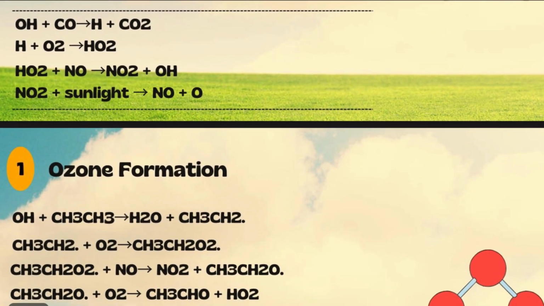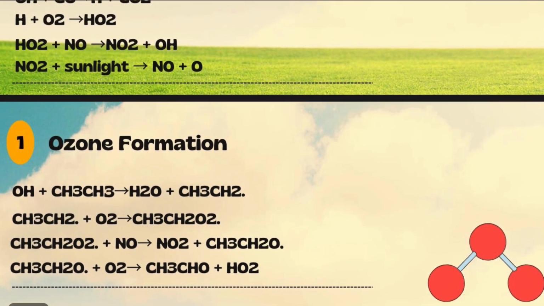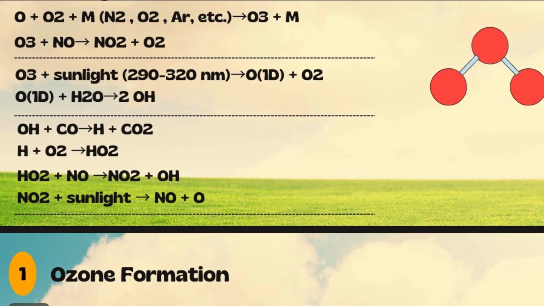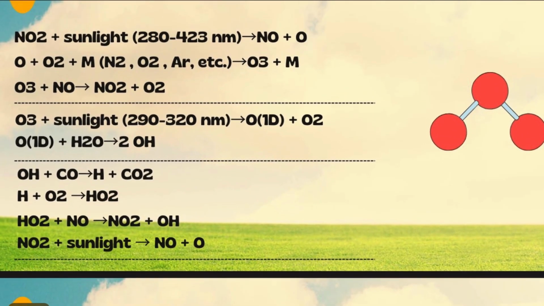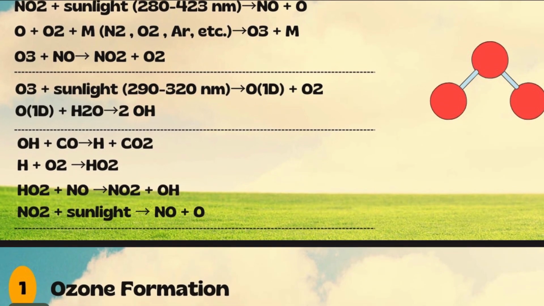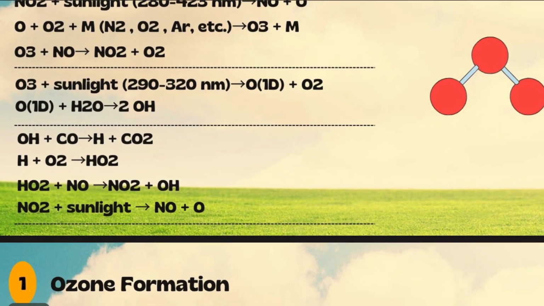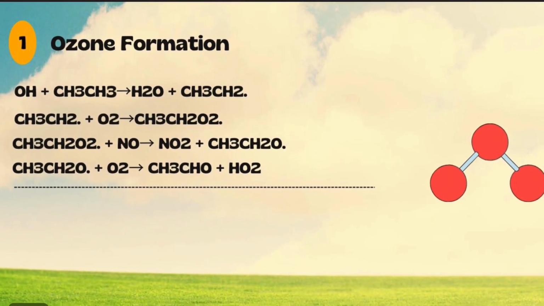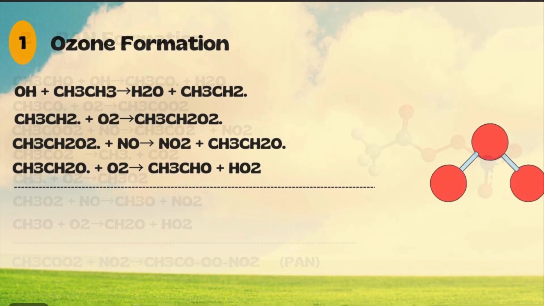Now how does this cycle terminate? This cycle may terminate if the NO present in the atmosphere is not available, or the reaction of OH with nitrogen dioxide to form nitric acid is one of the termination steps, and this step we will explain in the next part of the lecture.